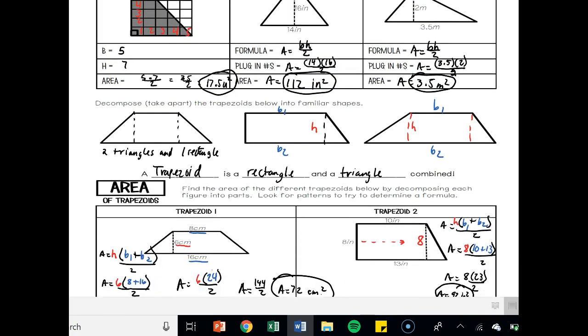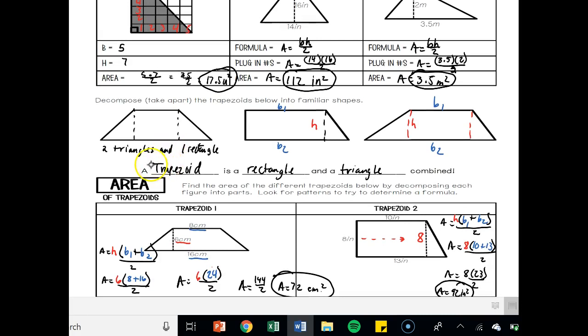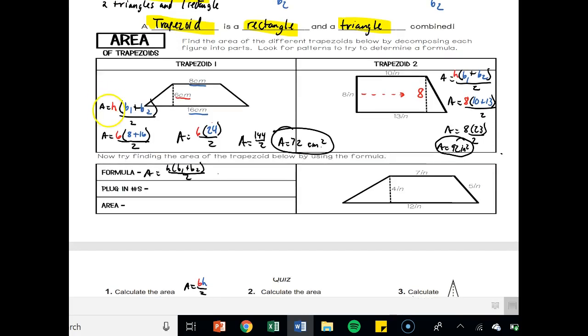Now a trapezoid is basically a rectangle and triangle combined. So we're going to need both the base times height and base times height divided by 2 formulas, but notice we have different lengths of our bases, so hence why we come up with these ideas of base 1 and base 2. Now the formula for a trapezoid is right here: the height times the first base plus the second base in parentheses, then divided by 2, right?